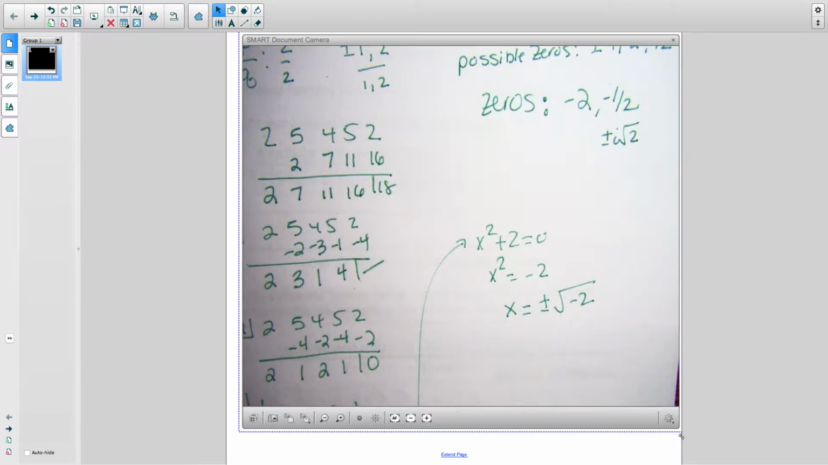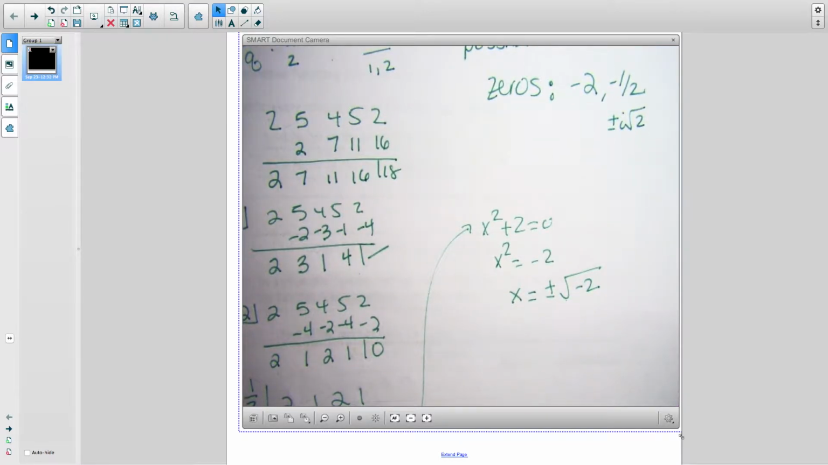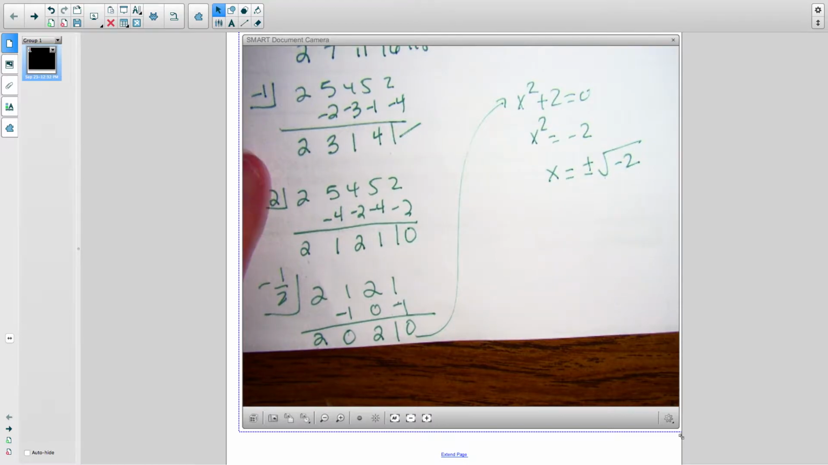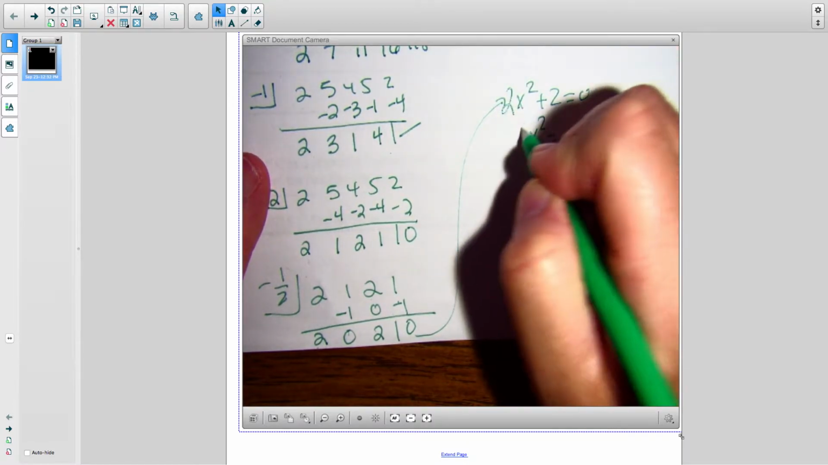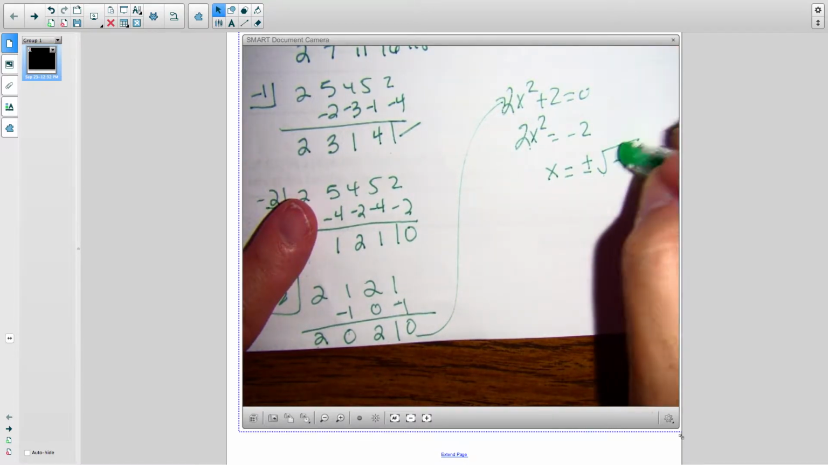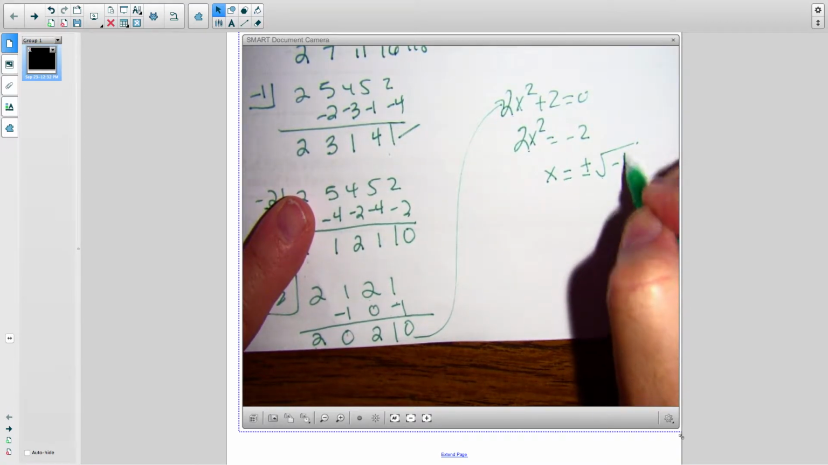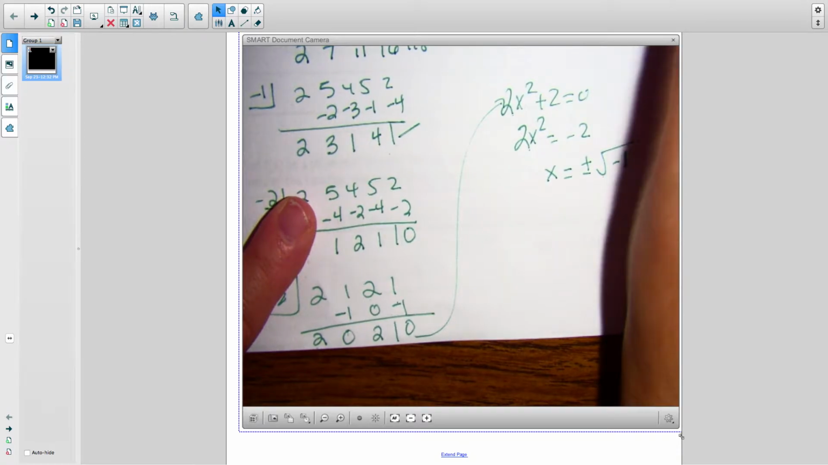Oops, what did I do wrong? Where did I mess up? This is 2x squared. It's just going to be plus or minus i.